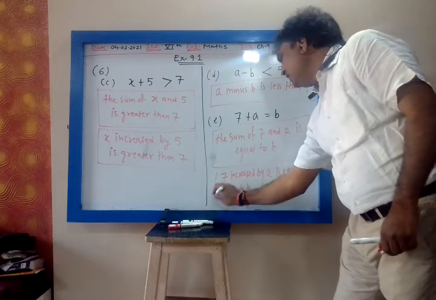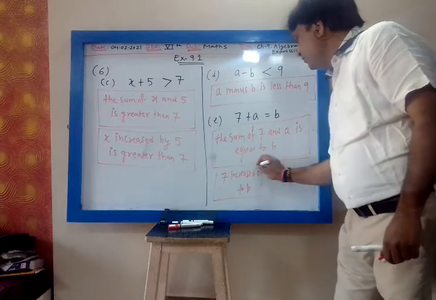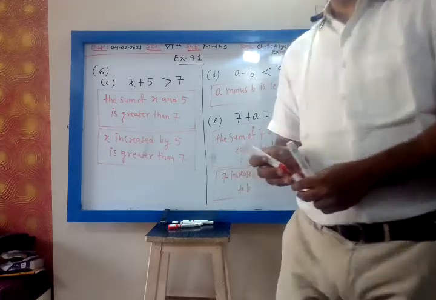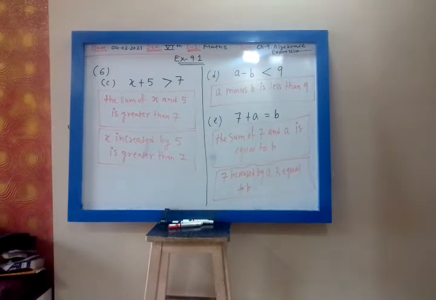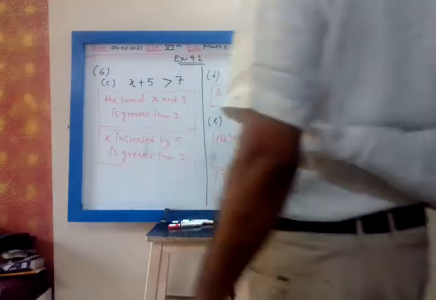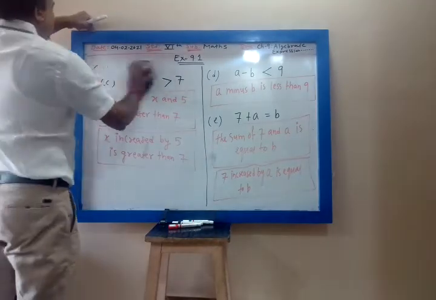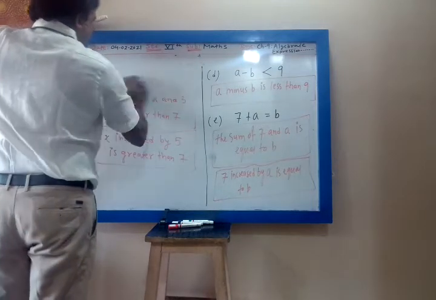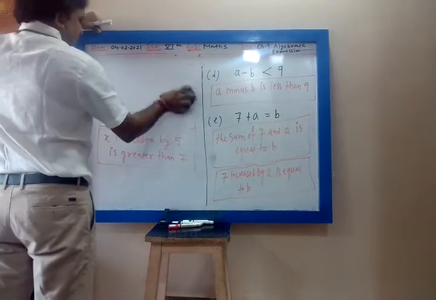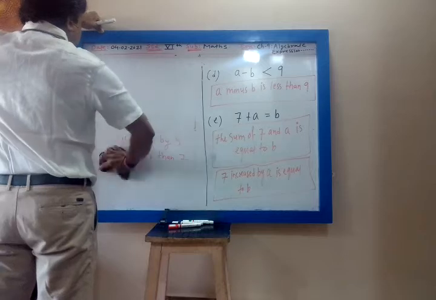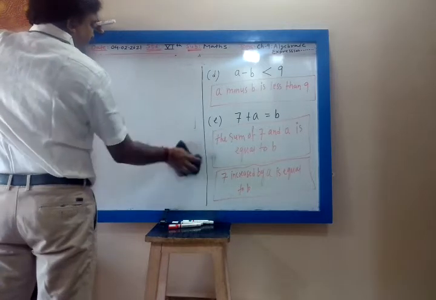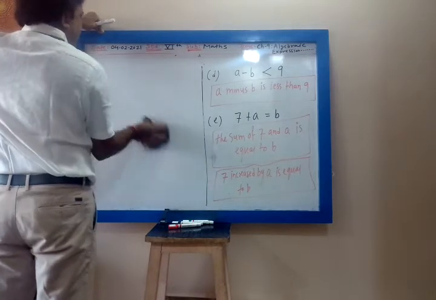So plus means increased, plus means sum. So 7 plus A is equal to B means the sum of 7 and A is equal to B. Then 7 increased by A is equal to B.